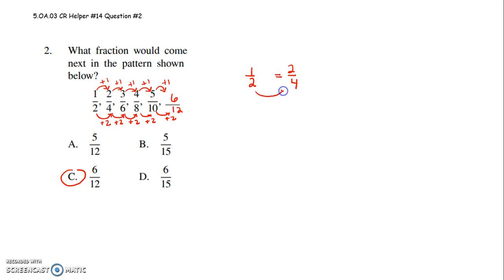How can I get from 2 to 4? Times 2. I'm going to multiply the denominator by 2. What do I need to do to the numerator? Oh, multiply it by 2. 1 times 2 is 2. Those are actually the same fraction.